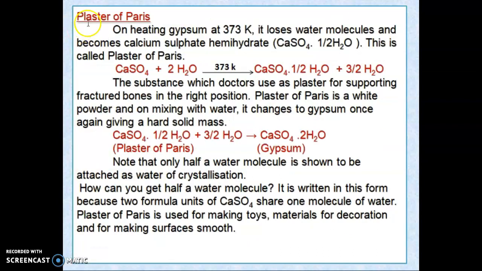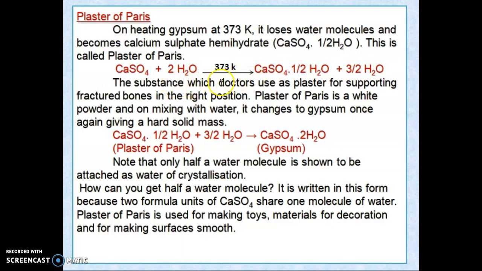Plaster of Paris. On heating gypsum at 373 Kelvin, it loses water molecules and becomes calcium sulfate hemihydrate, CaSO4·½H2O. This is called plaster of Paris. So the preparation of plaster of Paris is: calcium sulfate CaSO4·2H2O heated at 373 Kelvin gives CaSO4·½H2O plus 3/2 water molecules, which are removed.